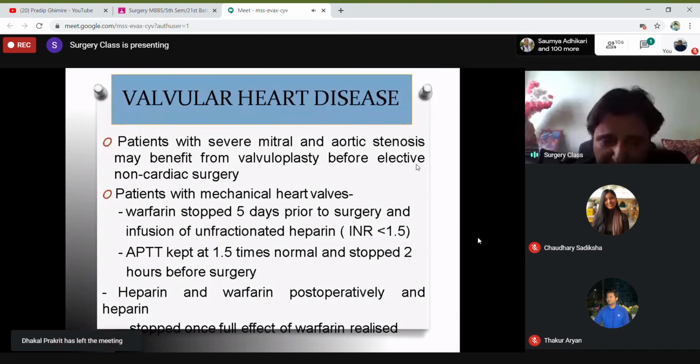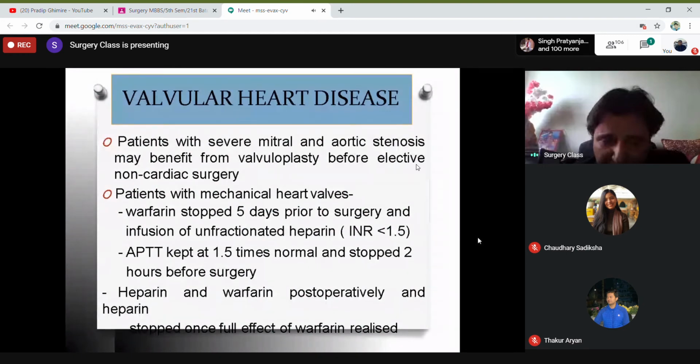Okay, and post-operatively, if the patient is on warfarin, pre-operatively you have stopped it and you have put the pre-operative heparin, 12 hours before surgery you can give that. Then post-operatively you have to continue heparin, and after a few days you have to overlap heparin with warfarin for about 3 days, and then stop heparin and continue with warfarin.